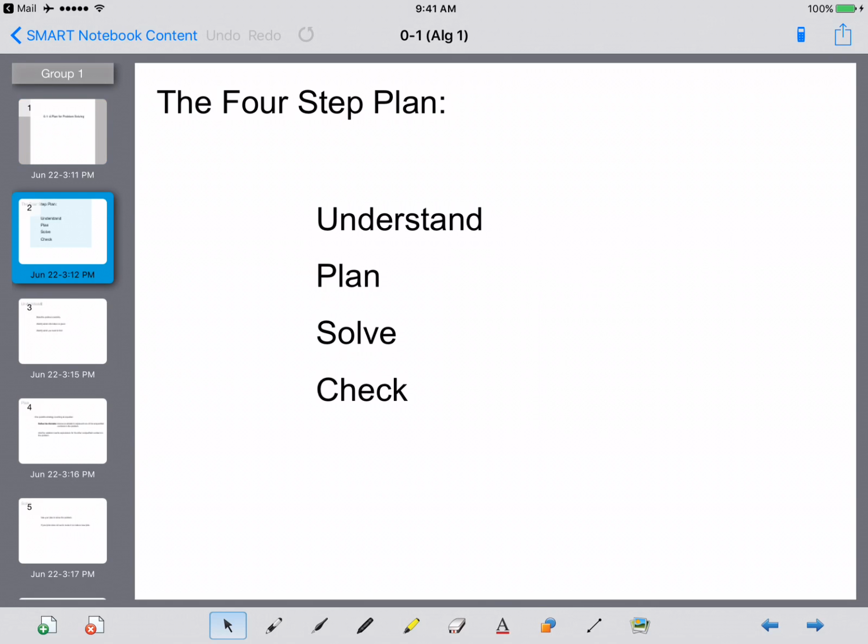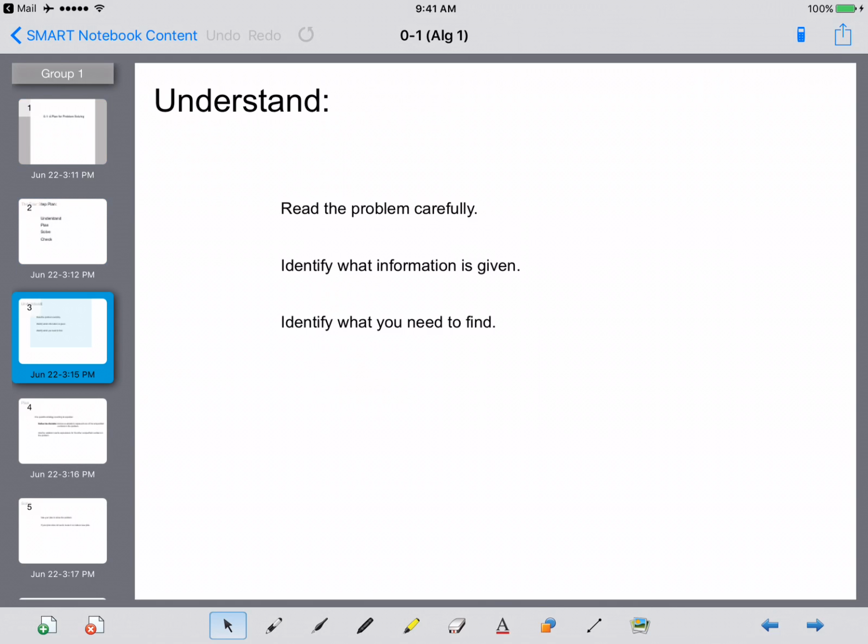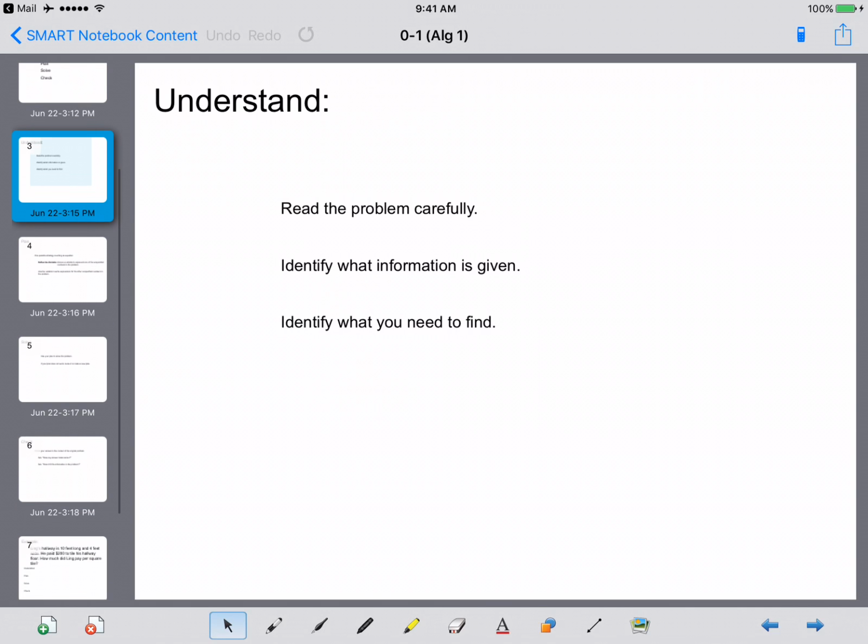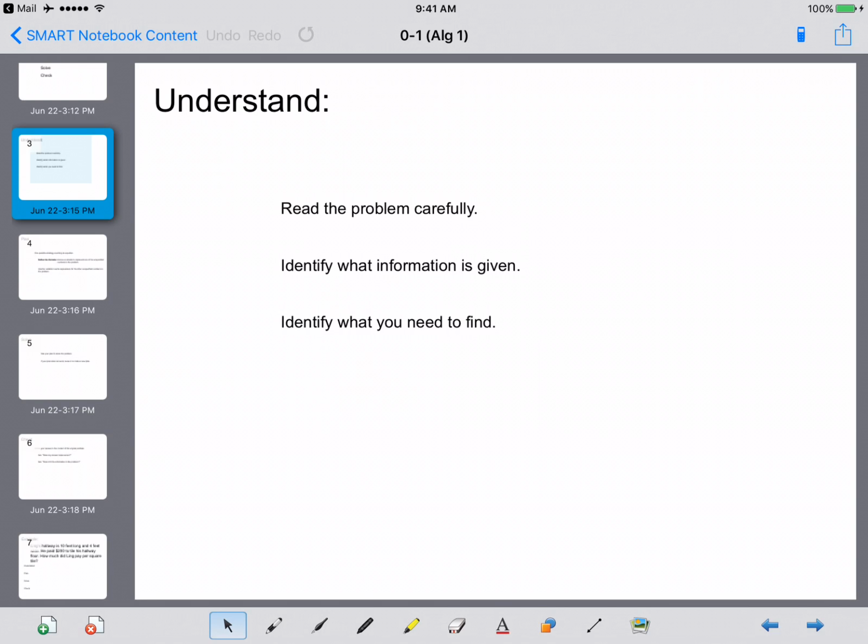And so with this, you have your 4-step plan. Number 1, you understand. Number 2 is plan. Number 3 is solve. And number 4 is check. So your understand step: what you want to do here is read the problem carefully. You want to identify what information is given for you, and then you want to identify what it is that you need to find. So what is that question asking you?